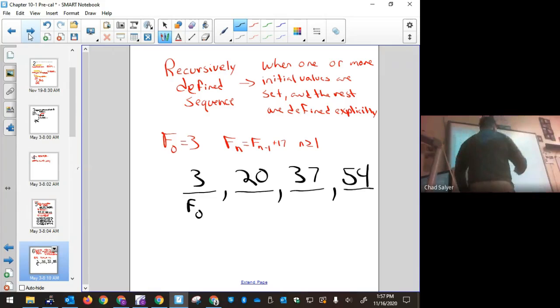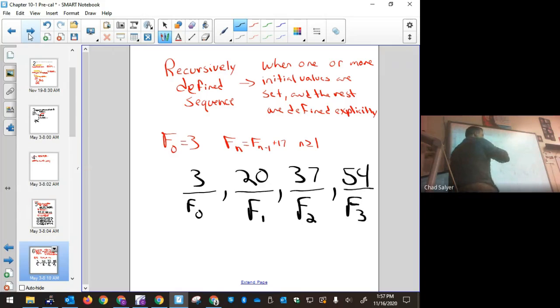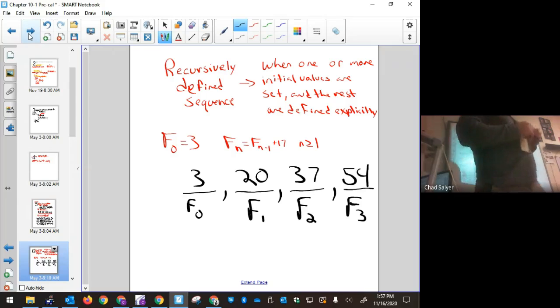And this would be 1, 2. We can index this however you like. F sub 0 is just a starting point. It doesn't have any algebraic significance. Subscripts are like a last name for the variable. They indicate no mathematical operation. Questions about that?